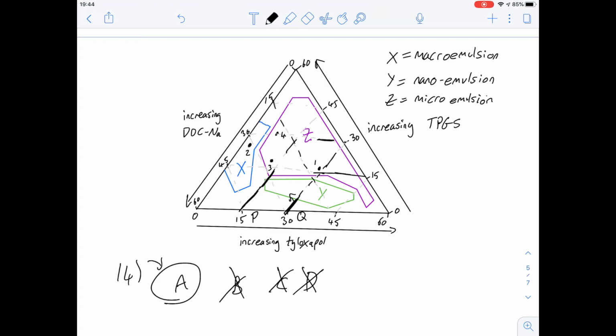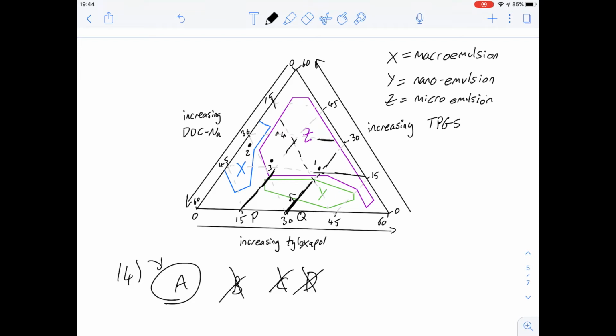And then this Y region on its way up to Z, so it will also form a microemulsion. Because of the way it's worded, I think it can be a little bit tricky to understand this one, because line Q here, which is this one here, is passing through regions Y and Z.